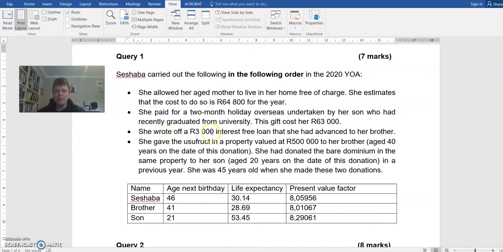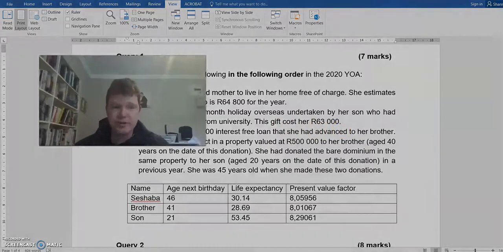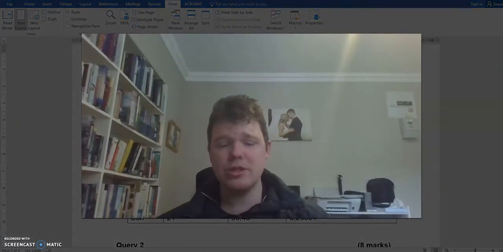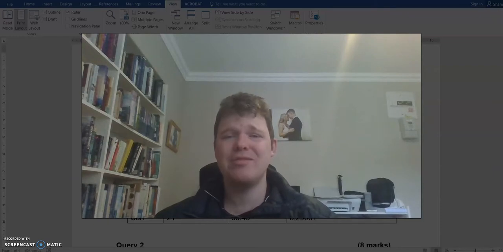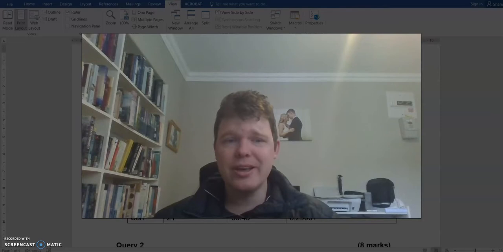Next, she wrote off 3,000 Rand of an interest-free loan that she had advanced to her brother. So this one is very interesting. What happened? She loaned her brother money, 3,000 Rand, didn't charge interest. And then she said to her brother, hey, you don't actually have to pay me that 3,000 Rand back. Is there a donation? Yes, there is.